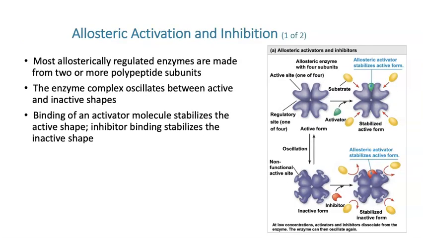Most allosteric regulated enzymes are made from 2 or more polypeptide subunits. Remember, we talked about the quaternary structure of proteins. If you don't remember about the quaternary structure of proteins, you might want to go back and review that section of the notes. Enzyme complexes that are made up of 2 or more polypeptide subunits can oscillate back and forth between the active and inactive shape. And of course, we have an activator and an inhibitor. All of those are the terms that I want you to know for how allosteric activation and inhibition works.